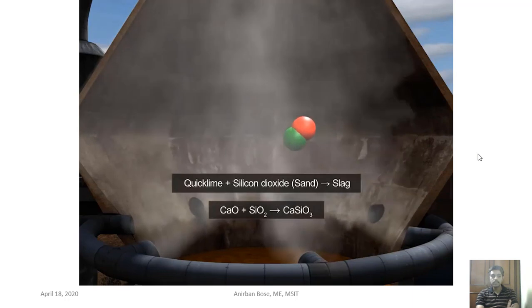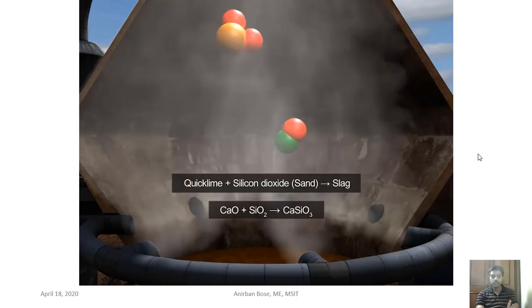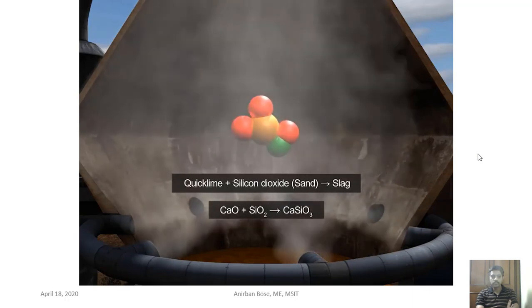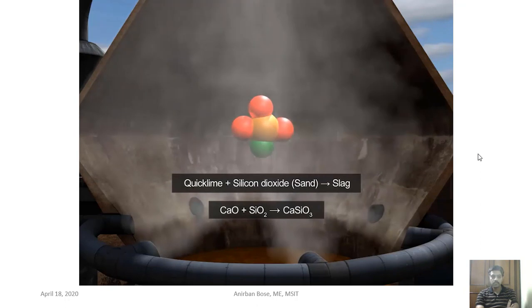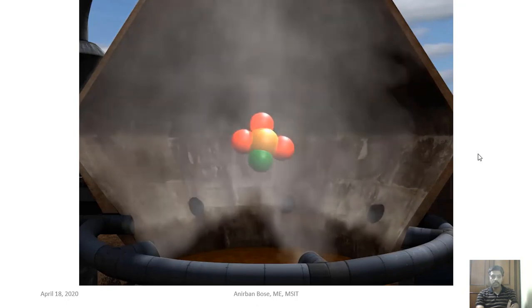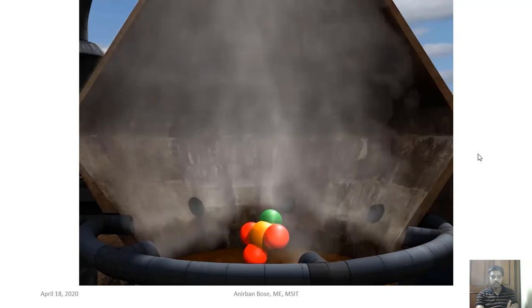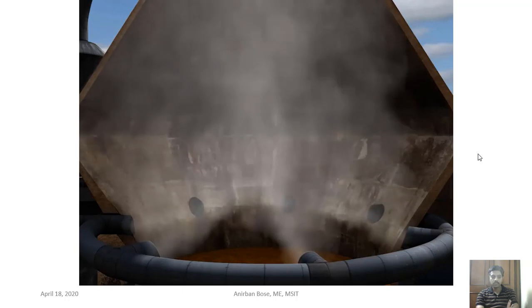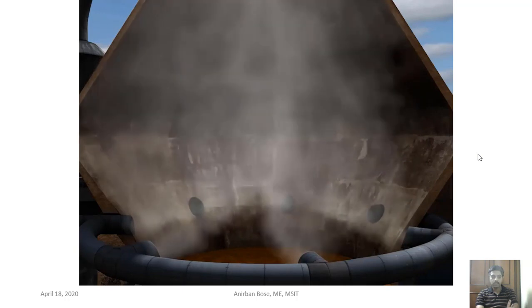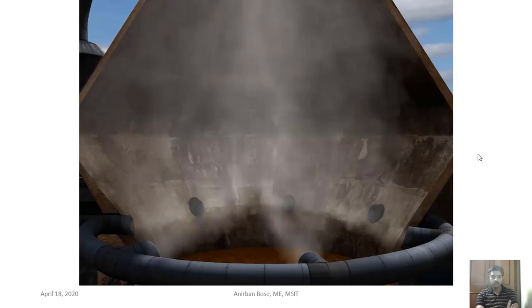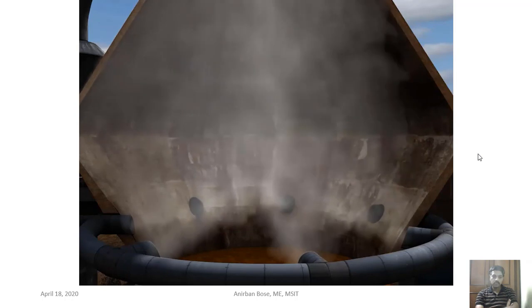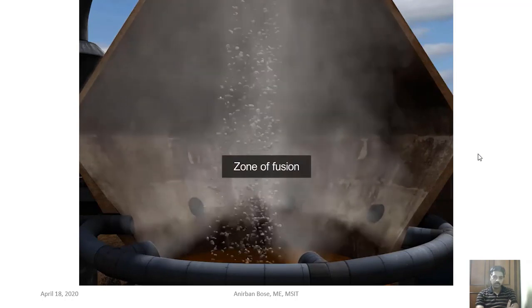Calcium oxide or quicklime fuses with impurities such as silicon dioxide to form liquid calcium silicate or molten slag. The slag flows to the bottom of the furnace and floats on top of the molten iron. This is tapped periodically into ladles for disposal. Since molten slag is produced in this middle region, this region is called the zone of fusion.